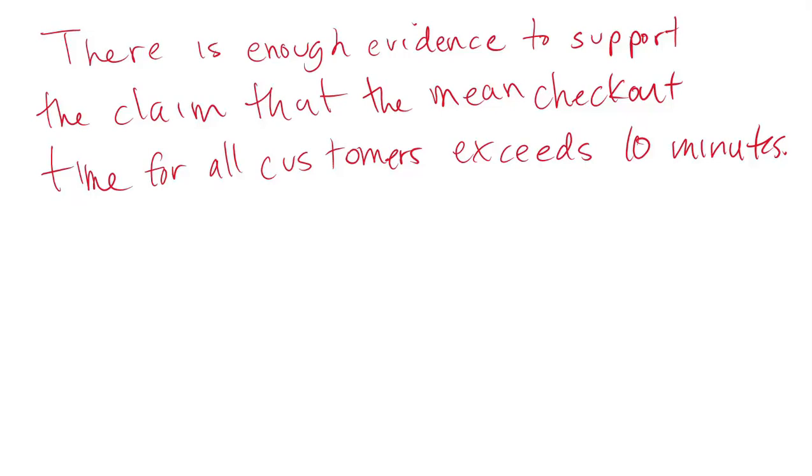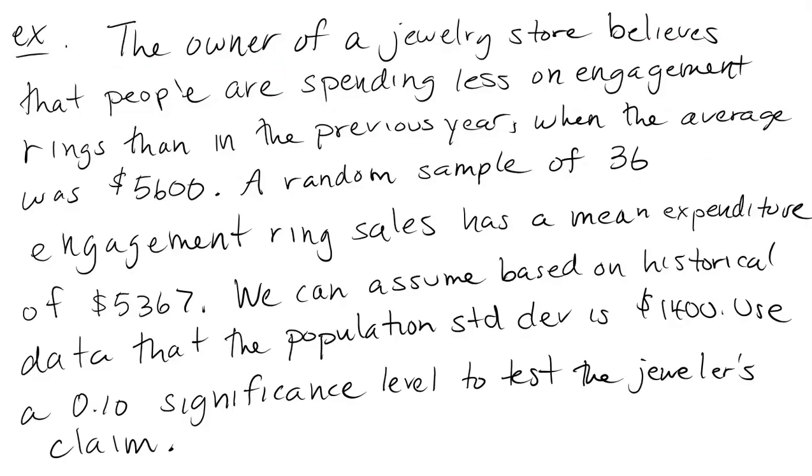Let's try another example. The owner of a jewelry store believes that people are spending less on engagement rings than in the previous year, when the average was $5,600. A random sample of 36 engagement ring sales has a mean expenditure of $5,367. We can assume based on historical data that the population standard deviation is $1,400. Use a 0.10 significance level to test the jeweler's claim.